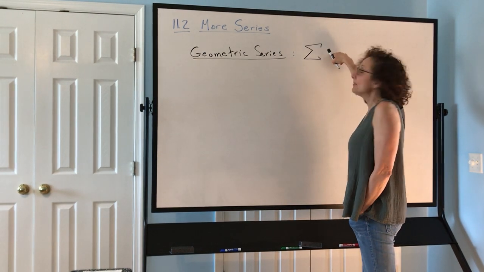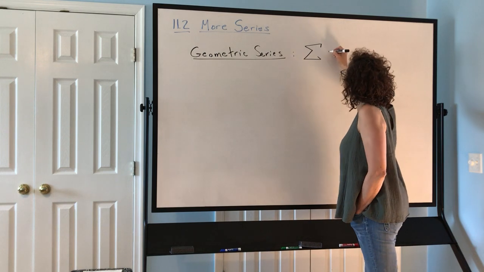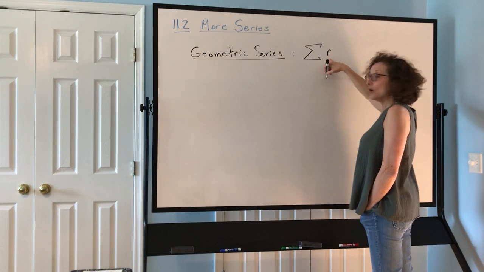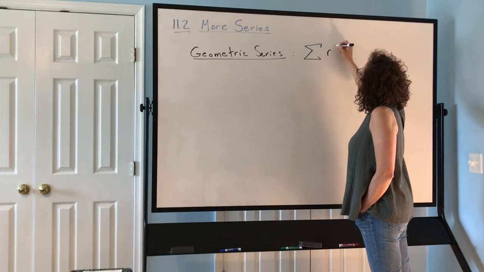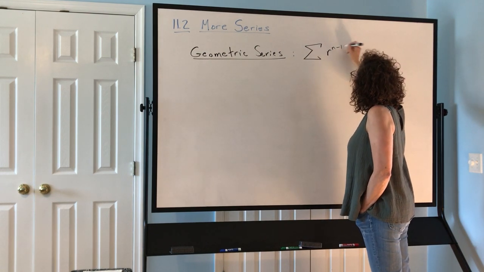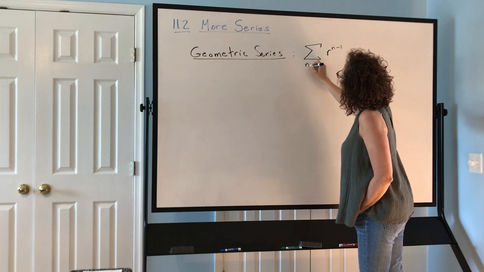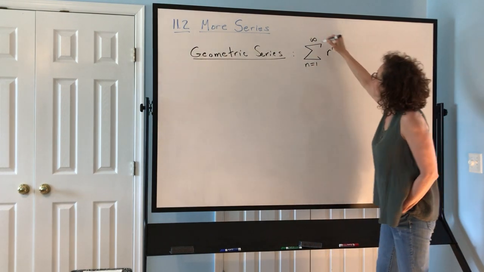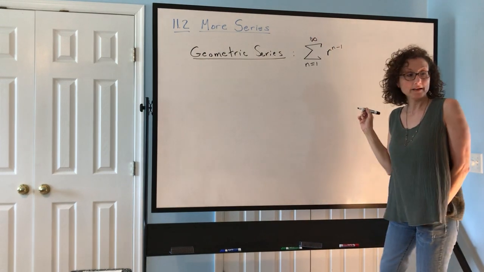But what does a geometric series look like? Well, I'm going to kind of go with your book's notation. So R is pretty classic, and your book does R to the n minus 1, where we start counting at n equals 1 and go on to infinity, which means we just keep going, adding forever, right?